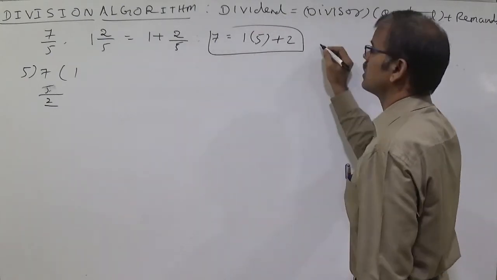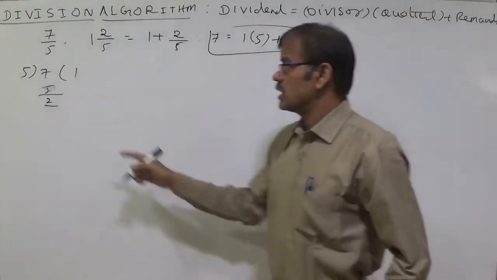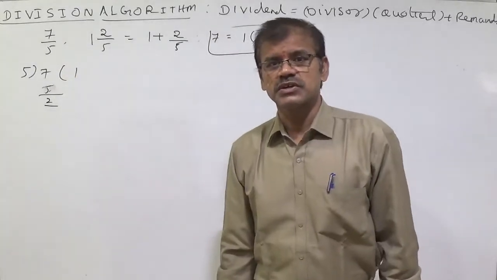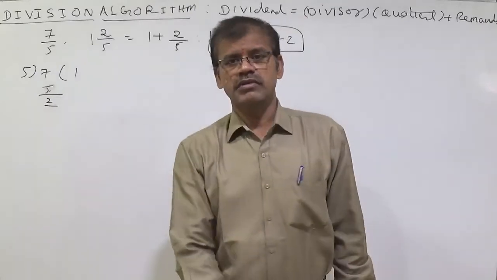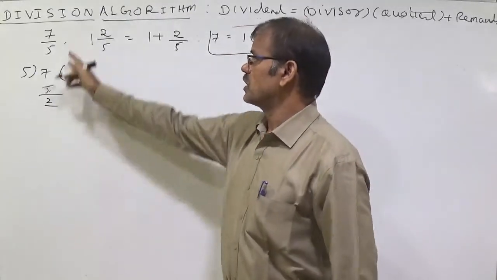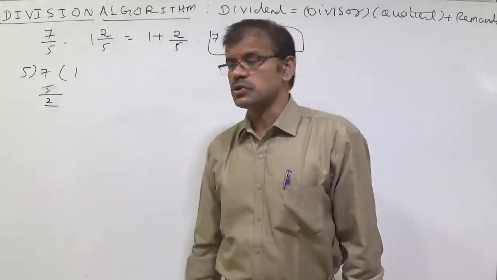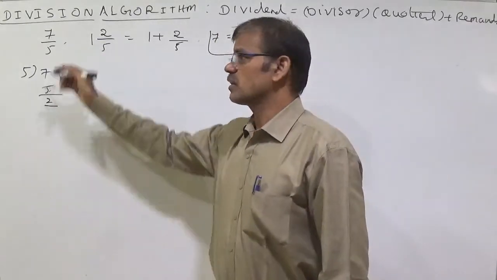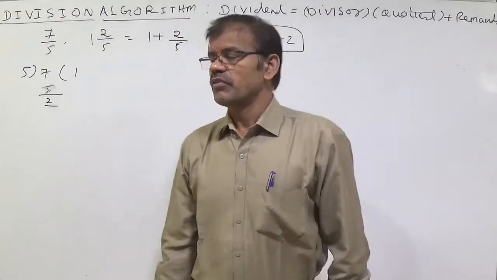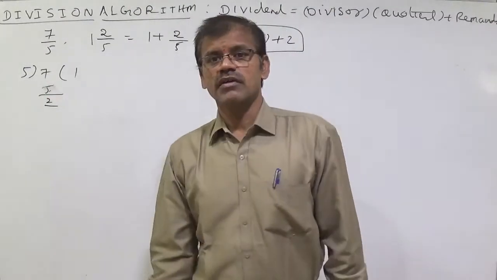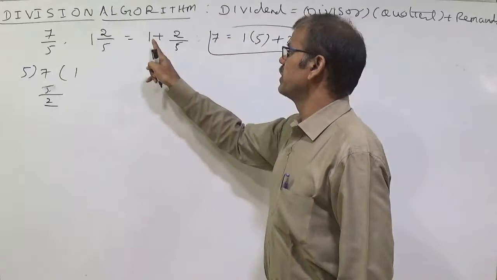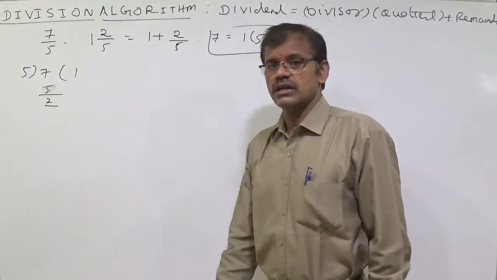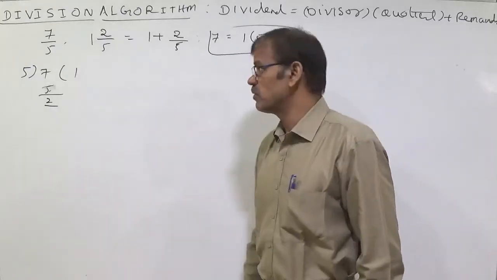Here the degree of the polynomial: this is a constant, a polynomial having degree 0. So think of it as 7x power 0 by 5x power 0. So the degree of the numerator is equal to the degree of the denominator. Whenever the degree of the numerator equals the degree of the denominator, you will get a constant. If you denote the constant value as k, we can write the formula now.